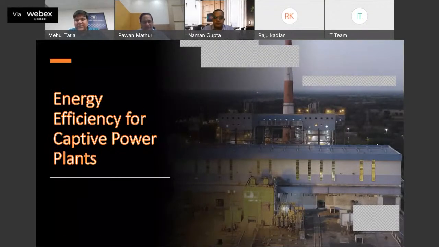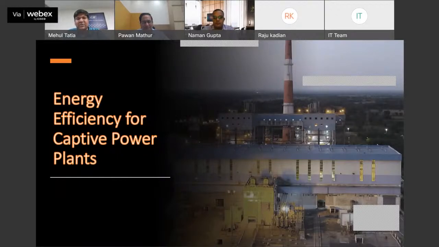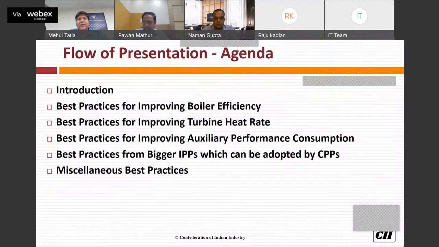Good afternoon, everyone. Welcome to this Green Cementech, where we are having the session on captive power plants. So I'll be talking about CII's experience with several captive power plants as well as the bigger power plants, and I'll try to bring in ideas and case studies which can be adopted by captive power plants to improve the overall heat rate. So this will be the flow of presentation, the agenda for the presentation.